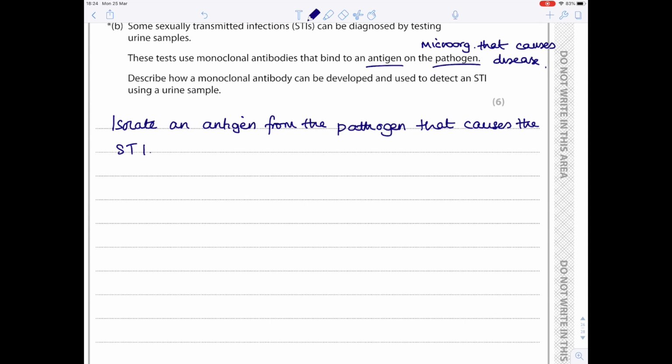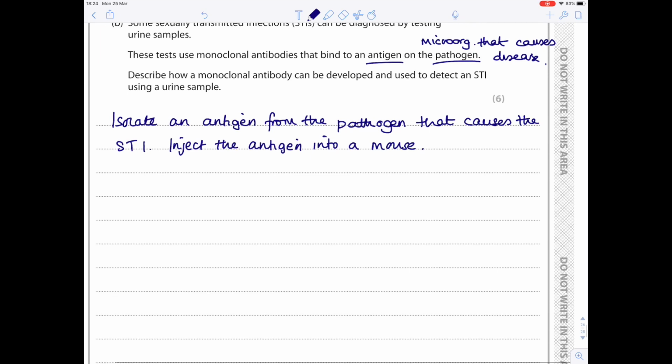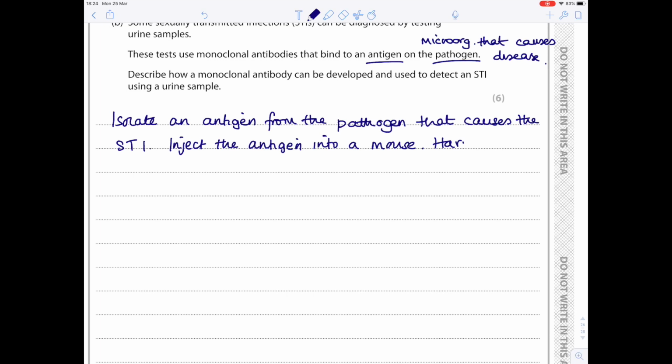The next step when we're talking about monoclonal antibodies is we need to mention a mouse or any type of rodent which we inject the antigen into. The lymphocytes which are found within the mice produce antibodies which work against the STI antigen. So you want to harvest these, collect them basically.